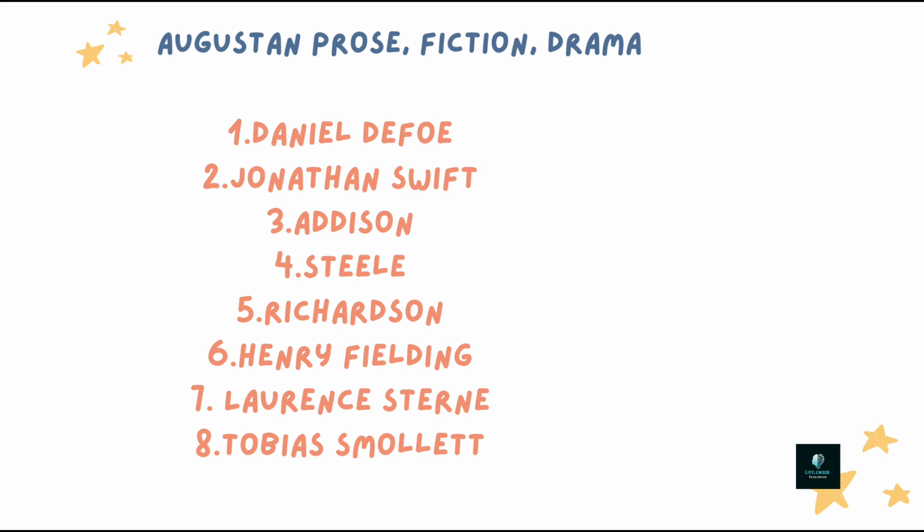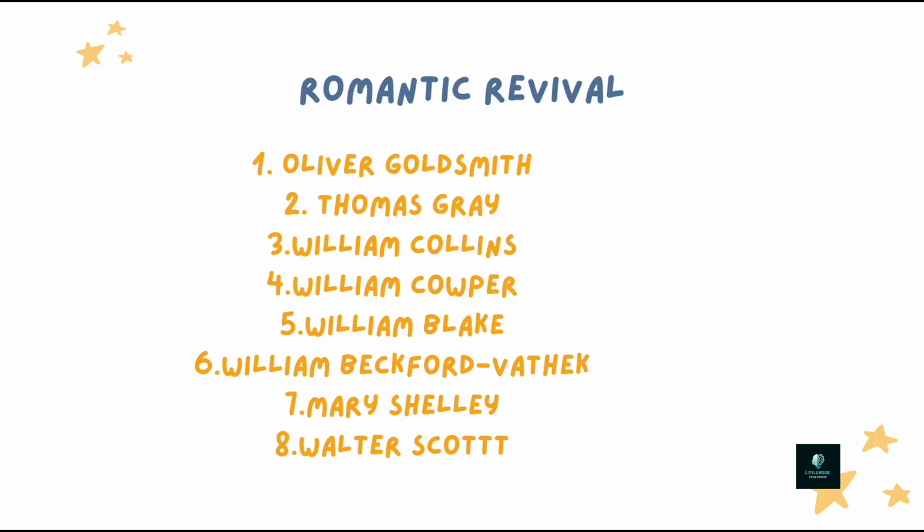Then we have Augustan prose and prose fiction and drama. There you can see the important writers. Defoe is fine; you can go through his work. Swift is really important, and Richardson. For the last couple of times, the other three writers, Smollett, Sterne, and Fielding, have not been asked by NTA.